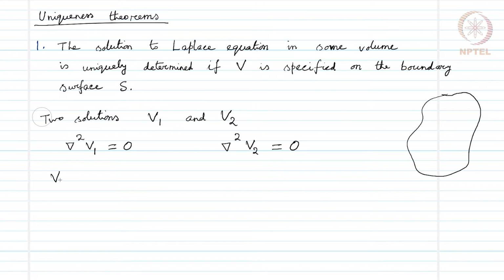Then we can define a new quantity V3 by taking the difference of these two solutions. So, V3 is V1 minus V2. Let us consider taking the Laplacian of V3, which will be nothing else but del square V1 minus del square V2, and because del square V1 and del square V2 are individually 0, this quantity has to be 0. Because V1 and V2 take the same value on the surface of this volume, V3 is a solution to the Laplace equation. It will take the value 0 everywhere on this surface S that we have considered. V3 equals 0 on the surface.